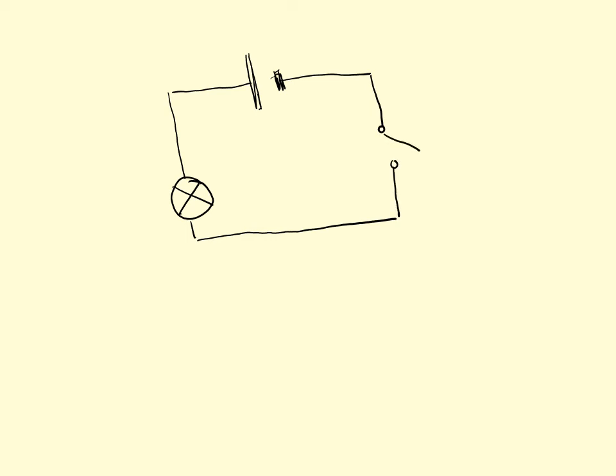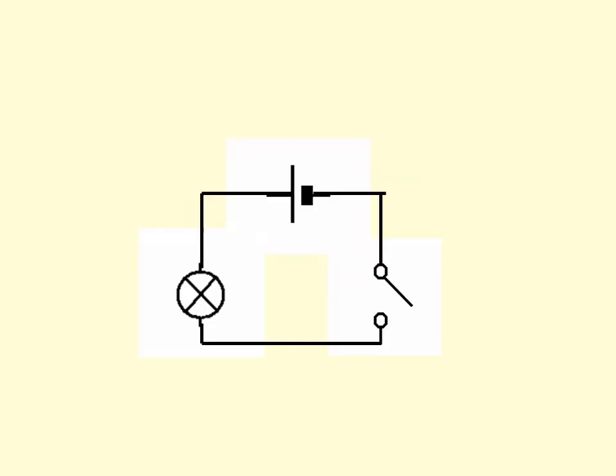Now let's see how our circuit compares to the answer. So what we should have is our symbol for the cell connected up to wires, and then the symbol for the lamp here, and our switch.